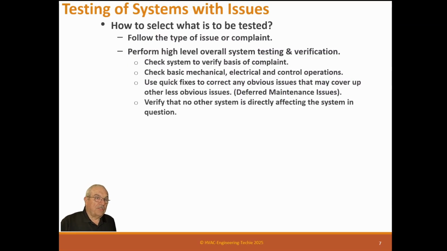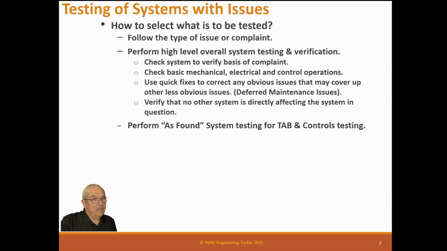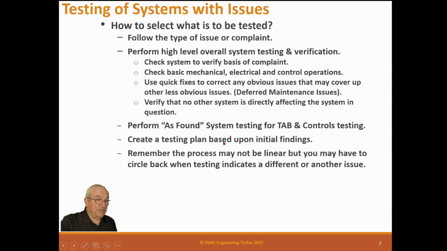Verify that no other system is directly affecting the system in question. One system may be having a problem because another system is fighting with it and it's affecting that system, so you want to check that. Perform as found system testing for TAB and control testing. So on systems that need to be tested, this is one thing that needs to be done. Create a testing plan based upon the initial findings. Normally on these two, it's just easy to go do that as found and get it out of the way.